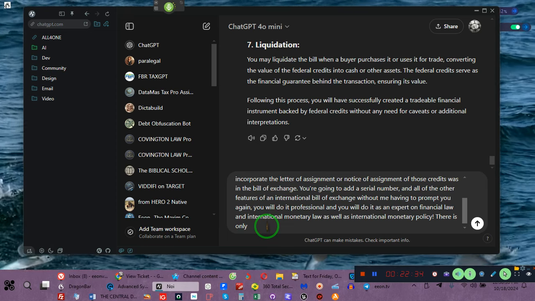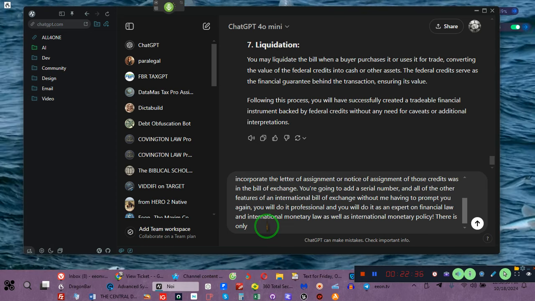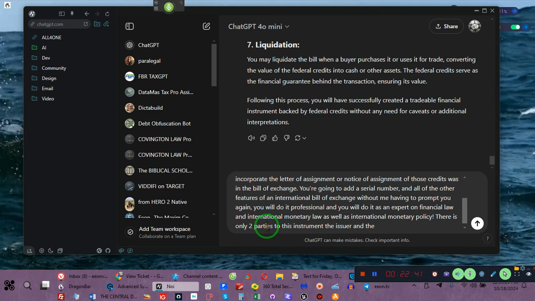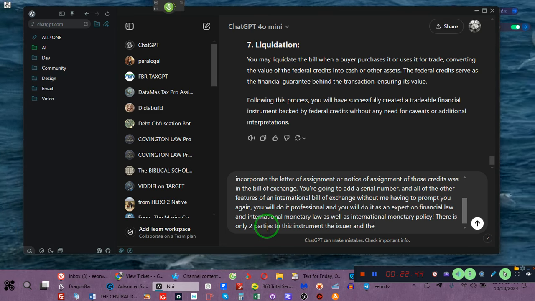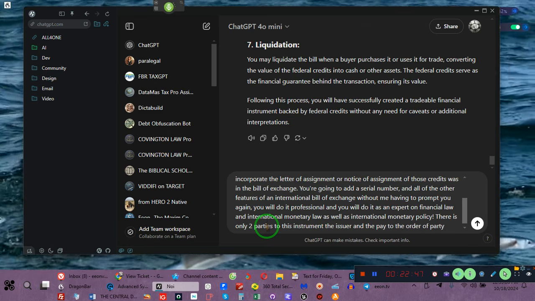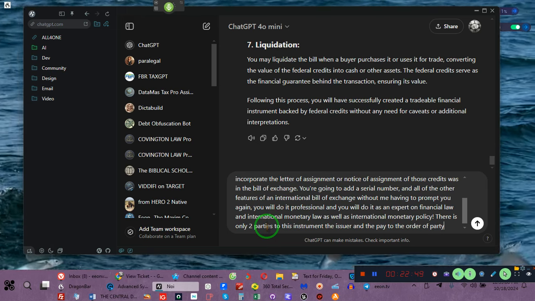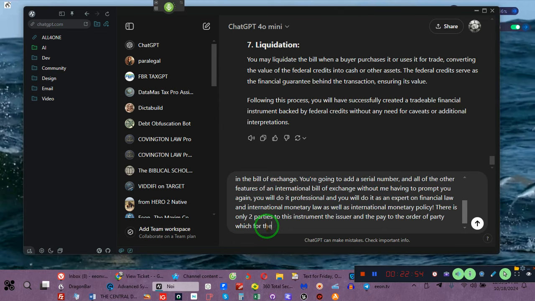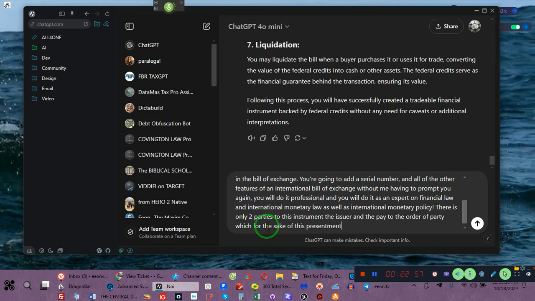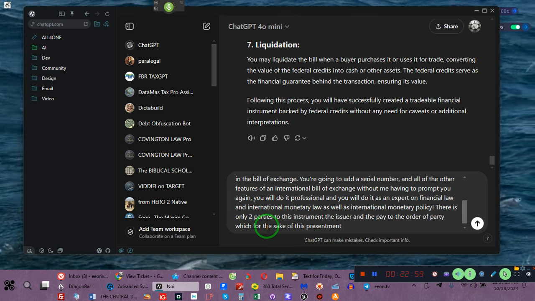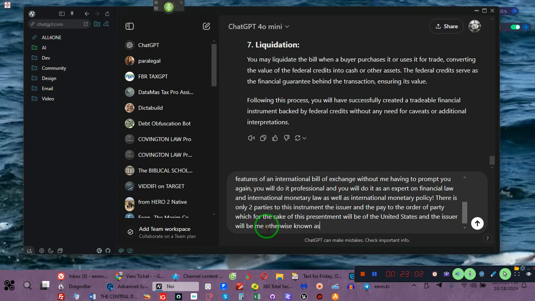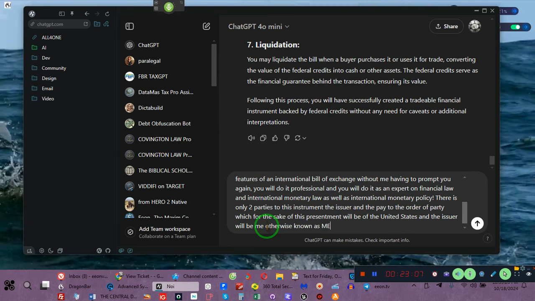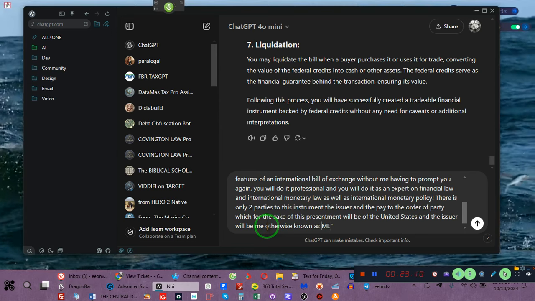There are only two parties to this instrument, the issuer and the pay to the order of party, which, for the sake of this presentment, will be the United States. And the issuer will be me, otherwise known as, all caps, me.